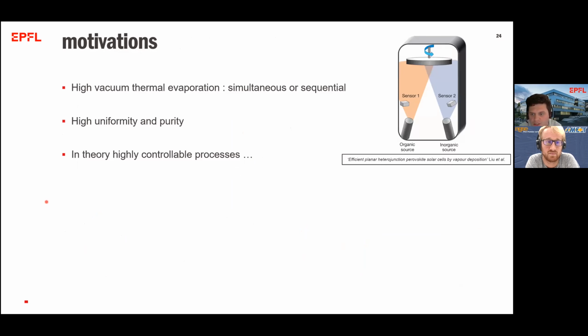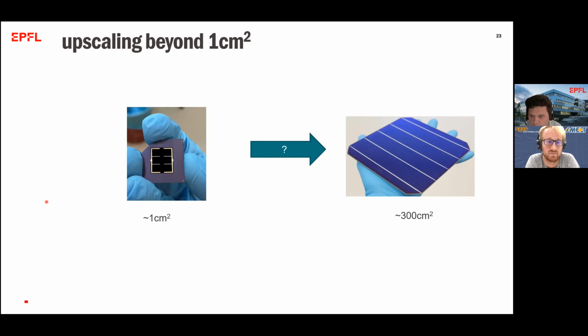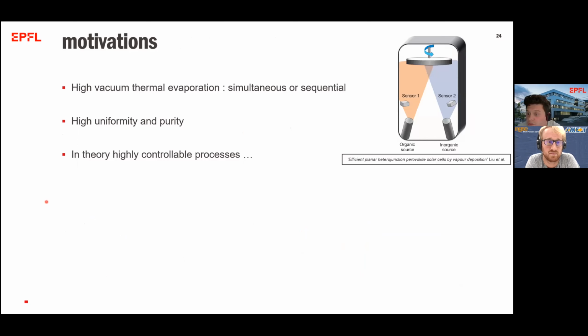And let me quickly show you an approach that we take. So there are different approaches. Overall, many people now think of high vacuum thermal evaporation, either as a co-evaporation or sequential. The advantage would obviously be high uniformity and purity. And in theory, if we would ask people that make OLEDs, they would say, yeah, it's very controllable. But the problem is the organohalides.